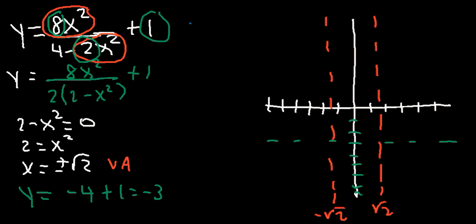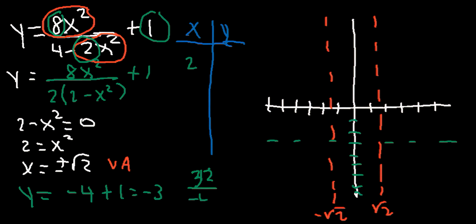So let's make our table. For this one, I would definitely use a table. Let's plug in 1 point to the left of radical 2. So let's plug in positive 2 for x. So that's going to be, well, 2 squared is 4. 8 times 4 is 32. And on the bottom we have 4 minus 2 times 2 squared. So that's like 4 minus 8, which is negative 4. And so we should get negative 8. So 2 comma negative 8. So it's like all the way over here. All we need is 1 point in this region. So we know the graph looks something like this in this area.